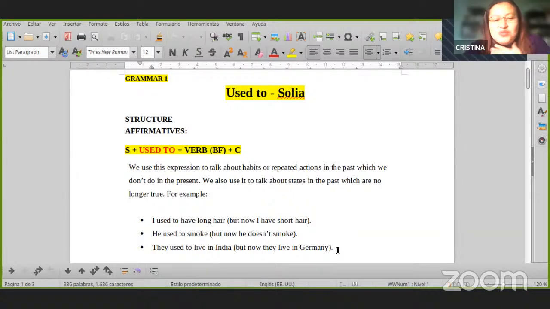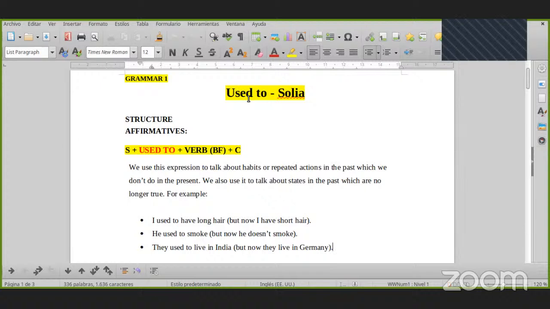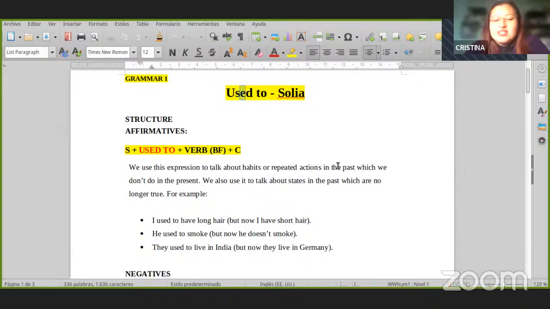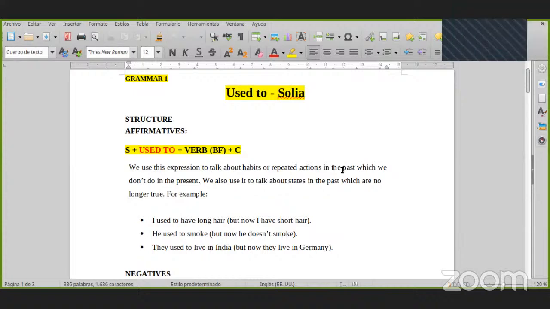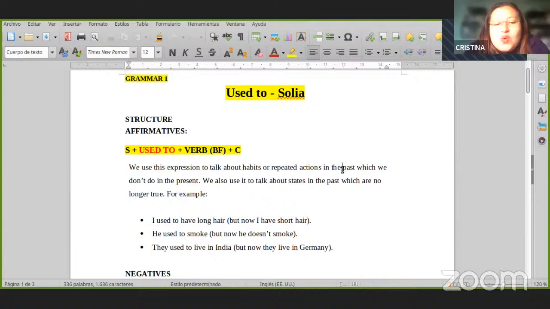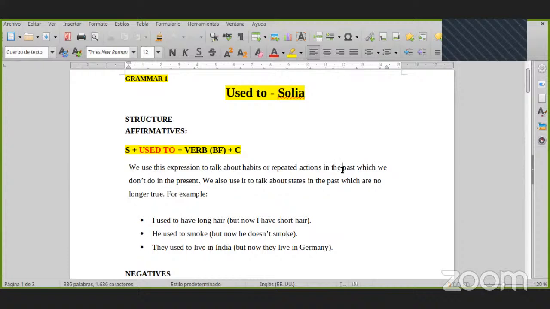About the pronunciation: used to. Yes, used to. I used to work in a textile industry, but now I work in an institute. Okay. Excellent. Very good. So that is in affirmative.